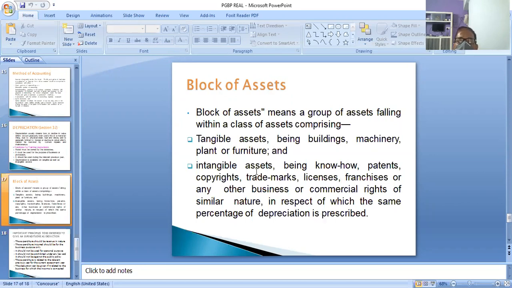They prescribe the rates of depreciation based on different blocks, based on purpose of use, for business use, for industrial use. They're classified as tangible and intangible assets. In tangible, we classify building, machinery, plant, furniture, and some other assets. In intangible, we classify know-how, patents, copyright, trademark, license, etc. But on goodwill, depreciation cannot be calculated according to the Income Tax Act.